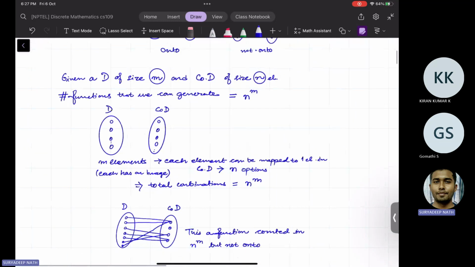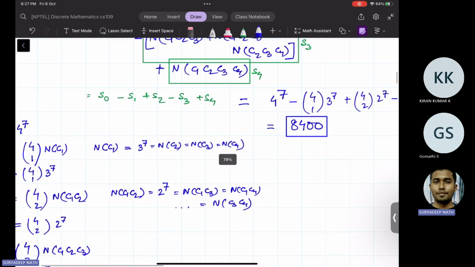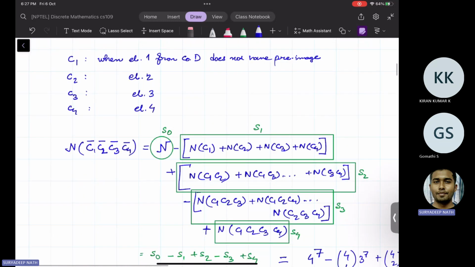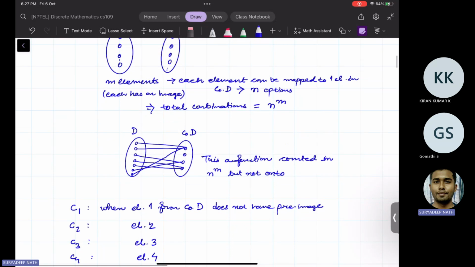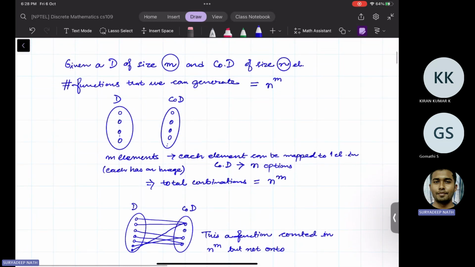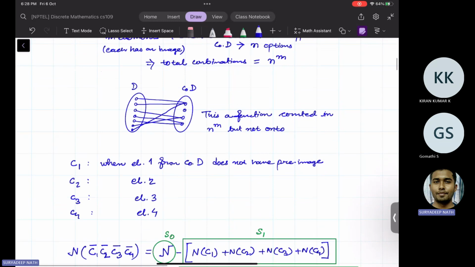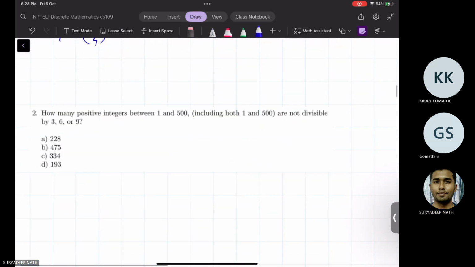I hope this is clear to you. If the inclusion-exclusion principle is clear to everyone, I think this is pretty straightforward. So mainly I focused on how these onto functions are being generated. This is just a recap, in case anyone forgot what onto functions are and how they are different from normal functions. That is why I spent so much time in finding each element. But it is a pretty straightforward question. I hope it is clear.